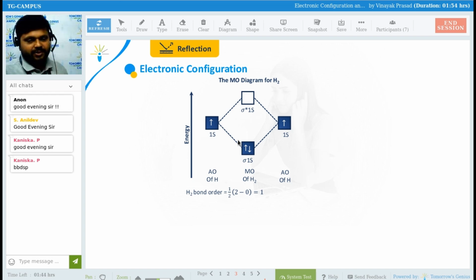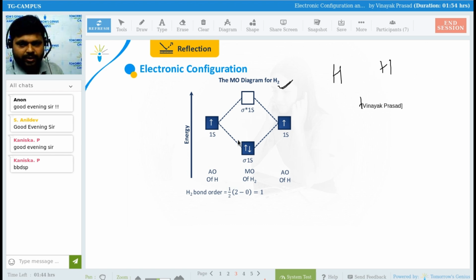First of all, this electronic configuration is a difficult task for each and every one to understand. What is this electronic configuration? We have drawn the electronic configuration for the H2 molecule. One H atom combines with another H atom, forming the H2 molecule. One 1s and one 1s are combining, yes or no, guys? So it makes sigma 1s and sigma star 1s. Getting my point, everyone?